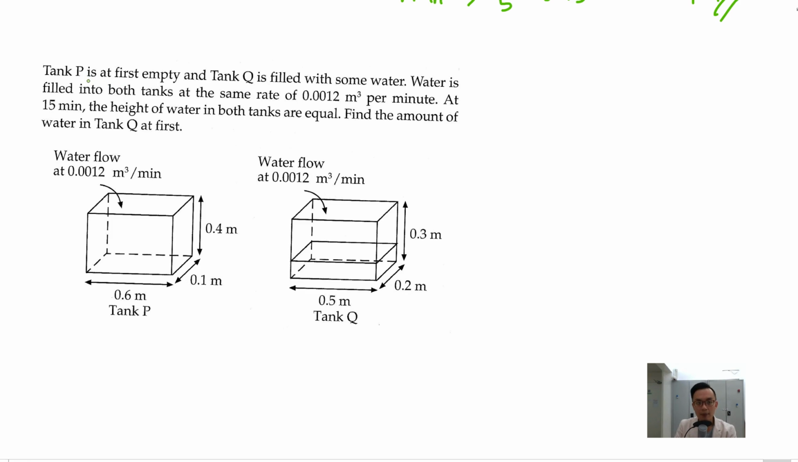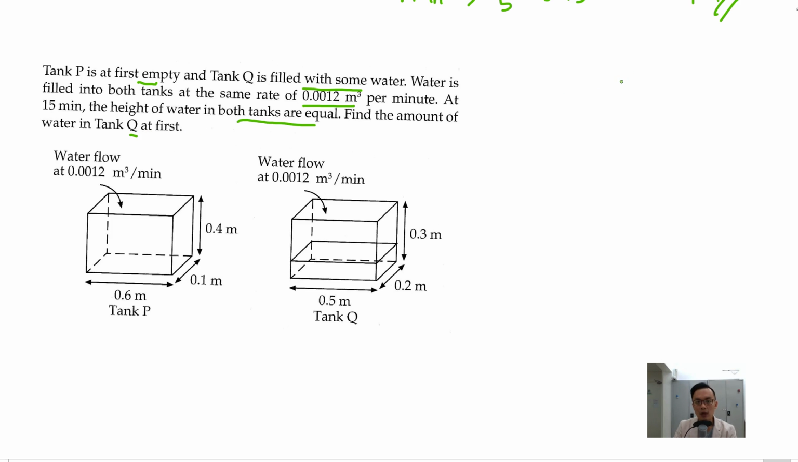Tank P is at first empty and tank Q is filled with some water. Water is filled into both tanks at the same rate of 0.0012 meter cube per minute. At 15 minutes, the height of water in both tanks are equal. Find the amount of water in tank Q at first.